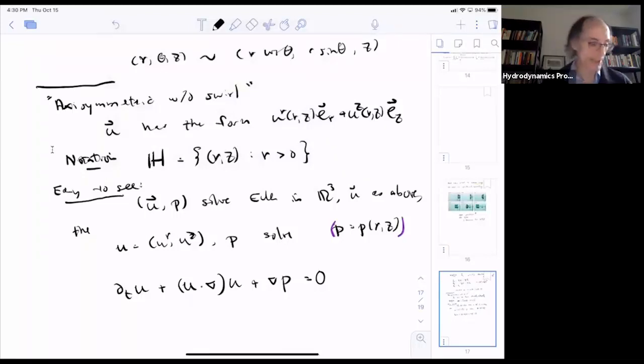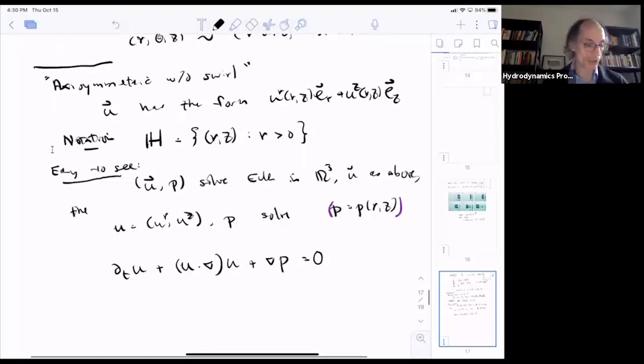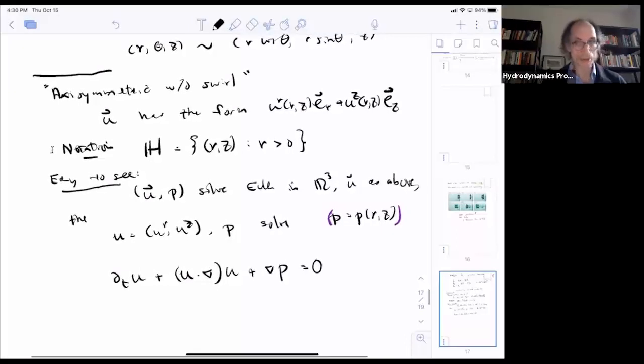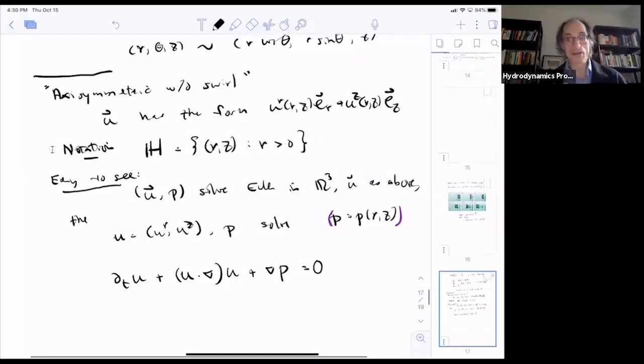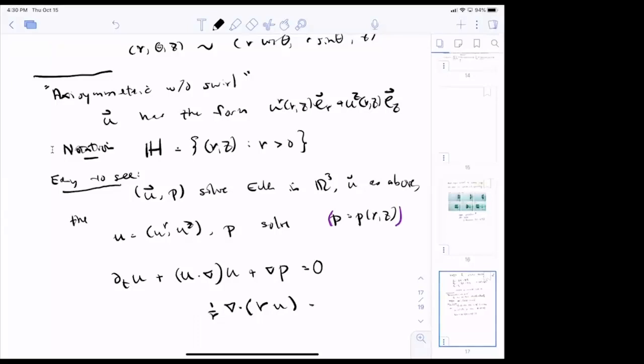There is one change, however, and that's the incompatibility condition. When we write down the incompatibility condition for the vector u in R3 and express it in terms of u_r and u_z, it becomes 1 over r times the divergence of r u is equal to 0. Okay, so that's the only change.